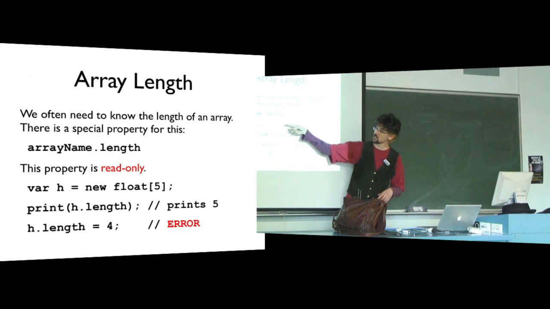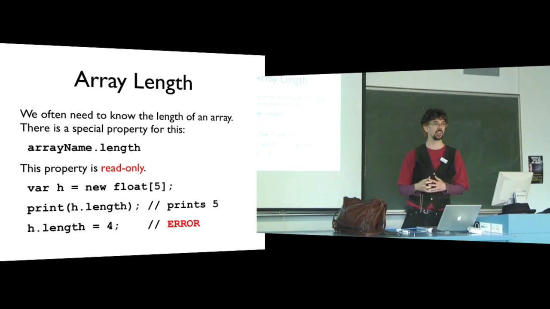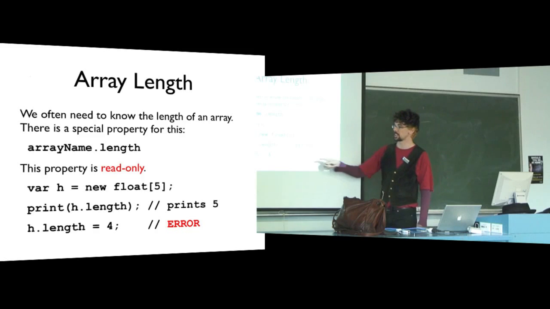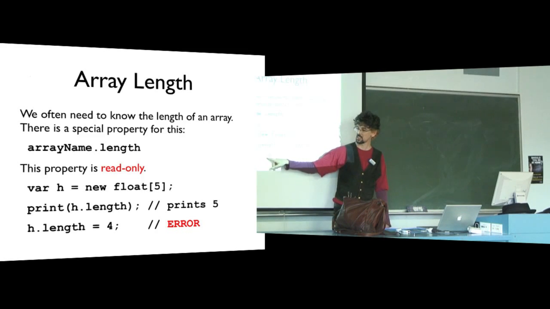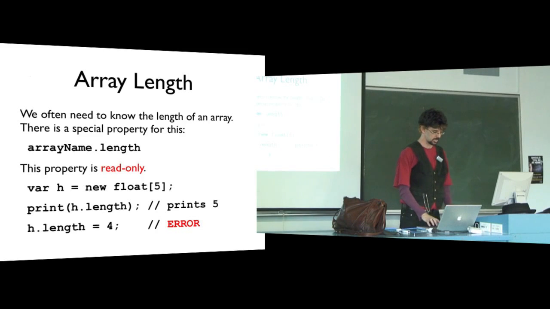On an array, this property is read-only. We said the difference between arrays and lists is that arrays are fixed size. And so we can't do this. We can't set the length to a different value. That will cause an error.